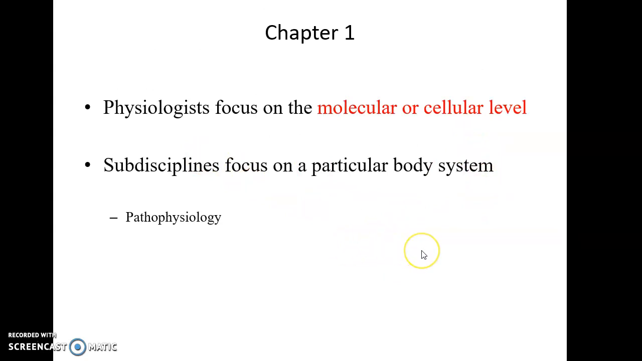Physiologists, on the other hand, tend to focus more on the molecular and cellular level of what's going on in the bodies. So they can talk about larger functions, more obvious functions of the body, but nowadays we tend to focus more and more on the molecular and cellular level. And of course, there are a variety of subdisciplines to physiology, with one of them being pathophysiology, which is similar to pathoanatomy, that it is studying how the physiology changes in someone who has certain kinds of diseases.